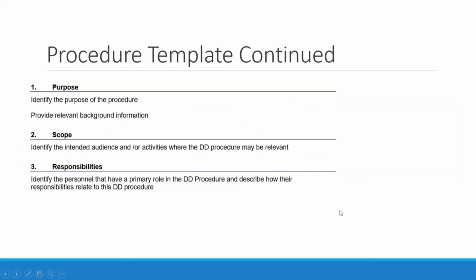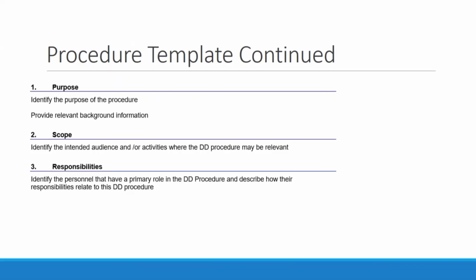Okay, so let's look at a couple of the sections of the procedure template. So this is the first 3 sections. We have our purpose, scope, and responsibilities. So for the purpose, think about, as a reader, you want to understand the why behind this procedure. Why is this necessary? What is the purpose of this procedure? And then also I want to provide my reader with whatever relevant background information they really need to have to be able to understand this procedure.